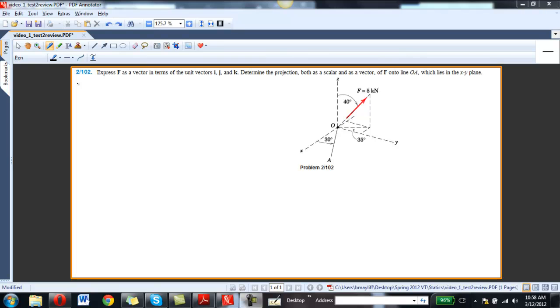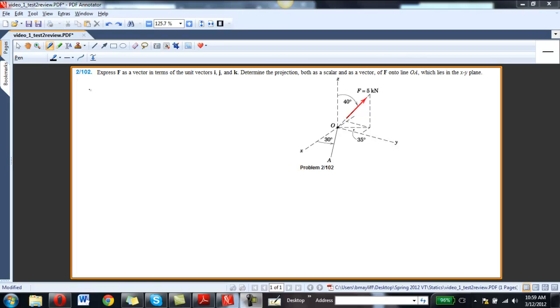And this one is from chapter 2, which is force systems, and this is a three-dimensional problem, as you can see. The problem asks, express F as a vector in terms of unit vectors i, j, and k. Determine the projection both as a scalar and as a vector of F onto line OA, which lies in the xy plane. So, we need to find F as a vector, so we'll start off by doing that first. And they give us these values here, the angles.